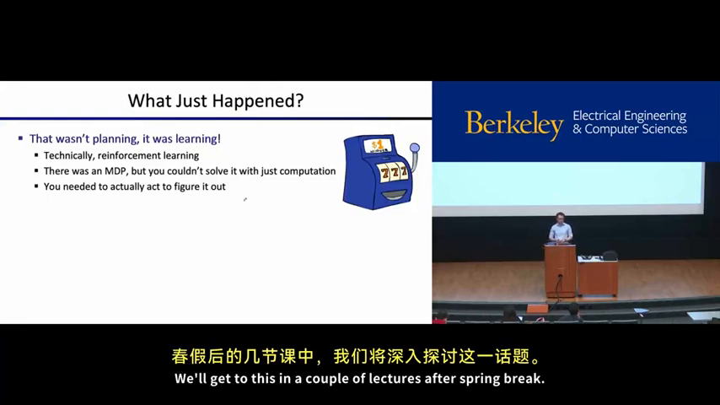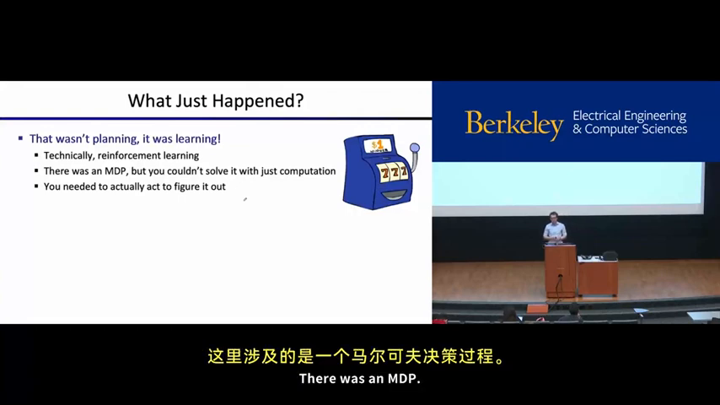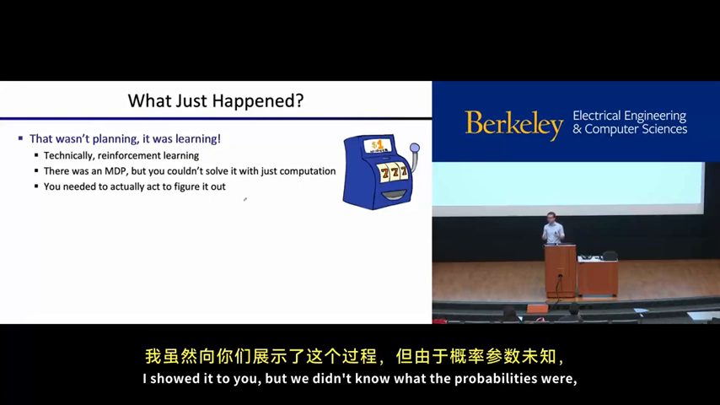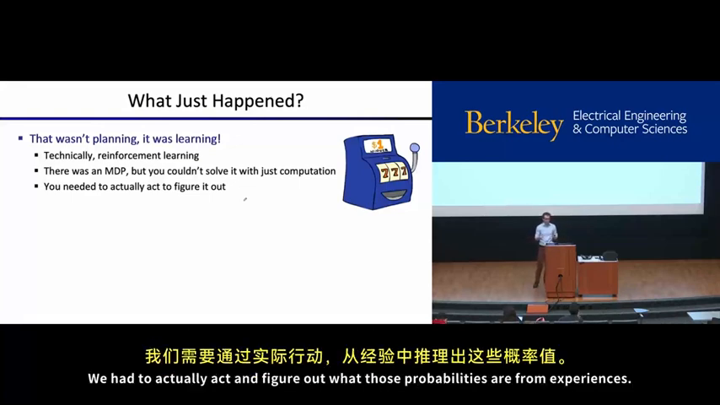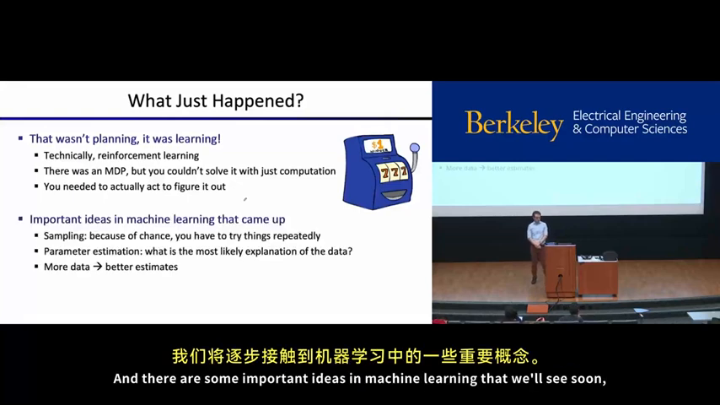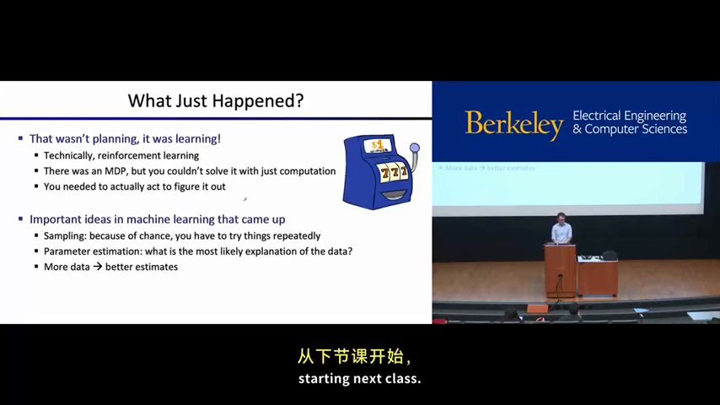We'll get to this in a couple of lectures after spring break. There was an MDP, I showed it to you, but we didn't know what the probabilities were, so we couldn't solve it with just computation. We had to actually act and figure out what those probabilities are from experience. And there are some important ideas in machine learning that we'll see soon, starting next class.